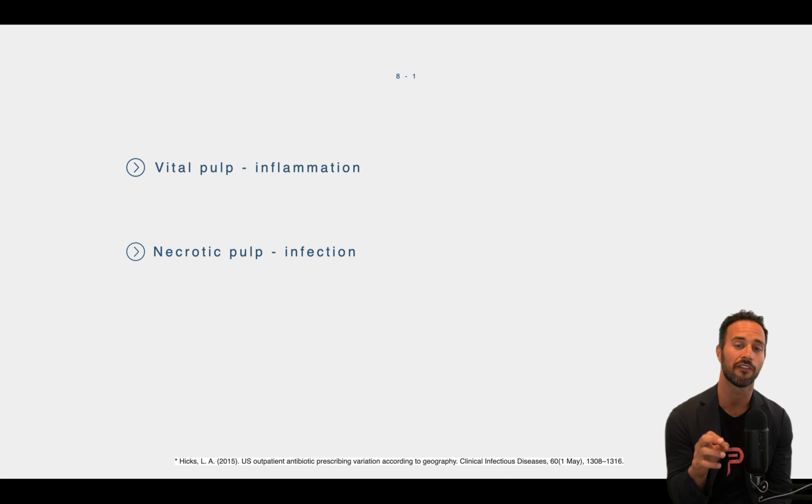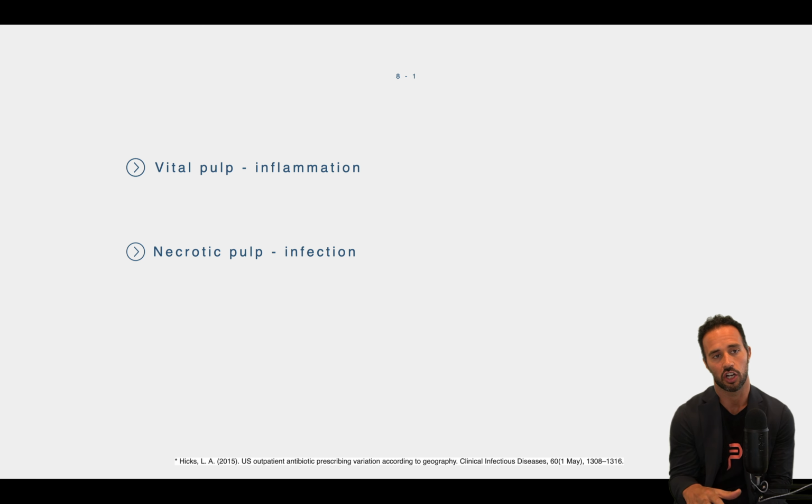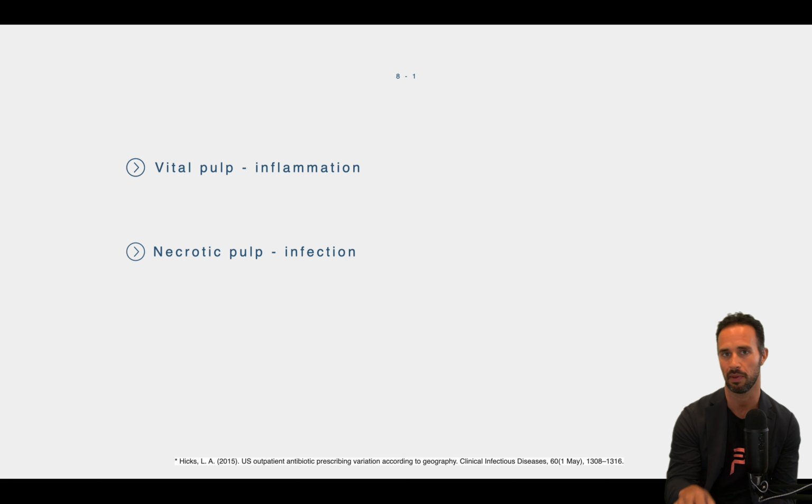Also, when you're dealing with a vital pulp, it's very important to understand that a good rule of thumb is that antibiotics are not really going to help. Granted, analgesics may help, such as ibuprofen or Tylenol or even a narcotic, but antibiotics in an inflamed pulp that is still vital are not indicated, and they don't really do anything.